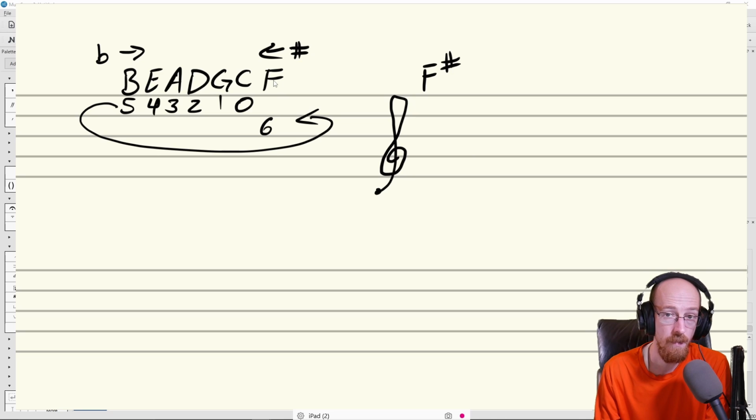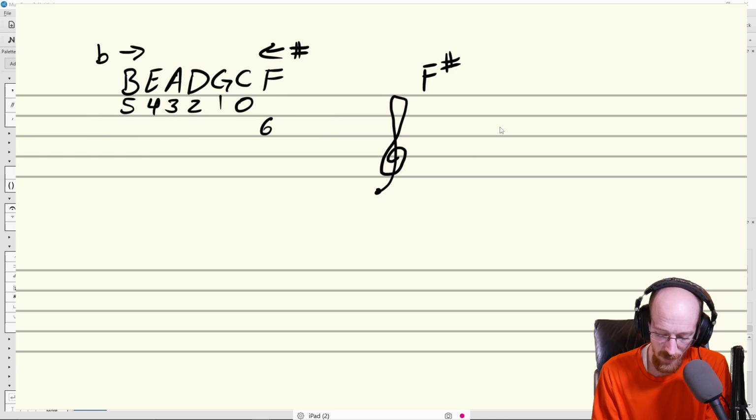Why are we at F sharp? Because we went off the edge. So now it's F sharp. If we kept going, it would be C sharp, G sharp, D sharp, A sharp, just like that. In this way, you could also make pretty crazy scales very easily. But anyways, we have 6 sharps here. So what are those 6 sharps? Well, let's count them out. We got 1, 2, 3, 4, 5, 6.